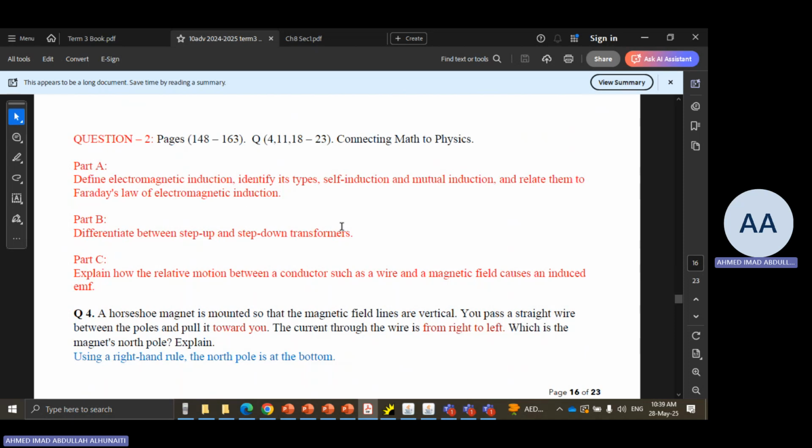Define electromagnetic induction. Identify its type: self-induction, mutual induction, or relate them to Faraday's law of electromagnetic induction.